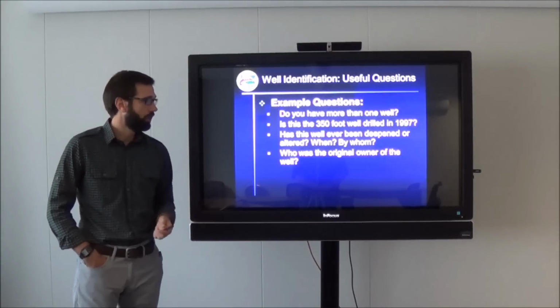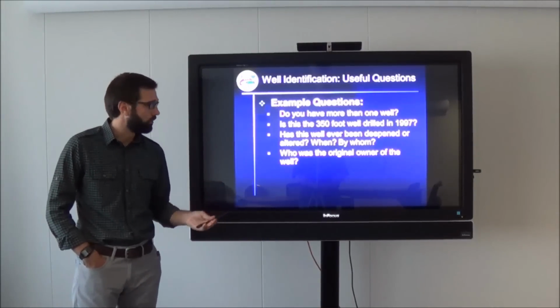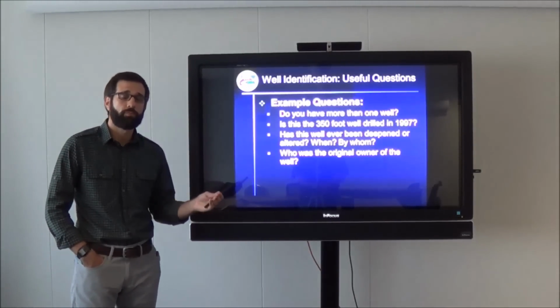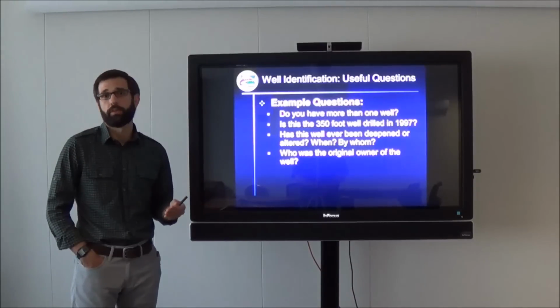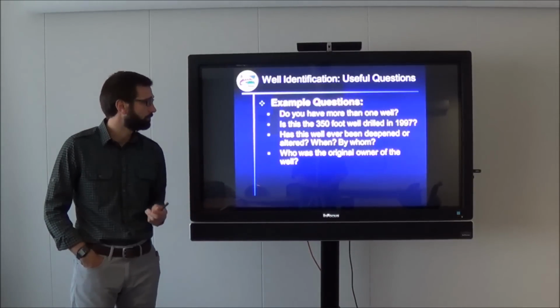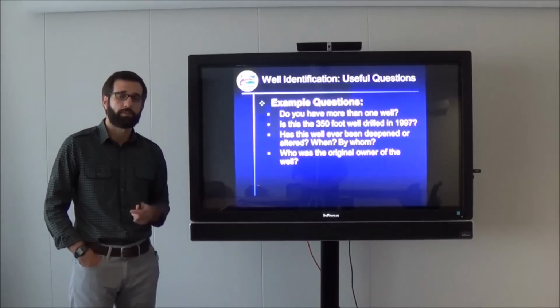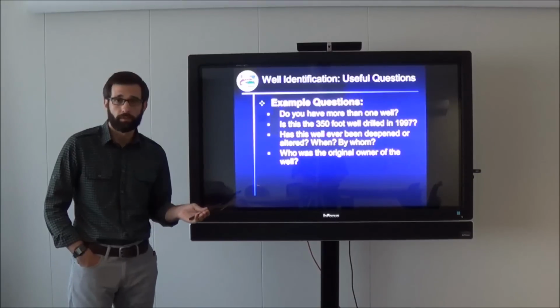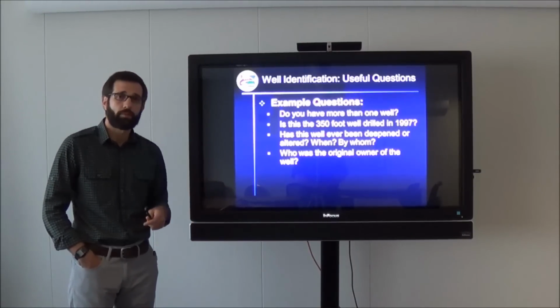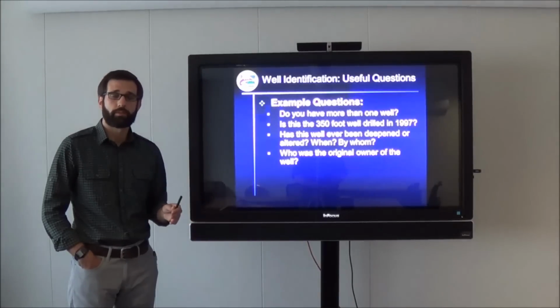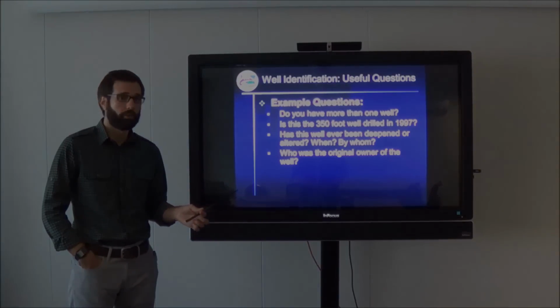Another question is, has this well ever been deepened or altered or anything like that? And if so, by whom and when? You can track down those logs and tie those to the well as well. Finally, we already talked about this, but who is the original owner of the well? These are just some example questions that should help you get closer to finding a log for the well.